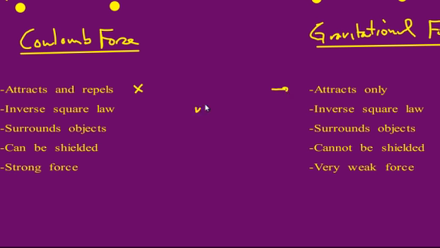They both obey the inverse square law. They both surround objects. They change the space around the objects. Now, back on the Coulomb force, because there's positive and negative, we can actually shield the Coulomb force by balancing out positives with negatives, whereas the gravitational force cannot be shielded. And then finally, as I discussed earlier, because of the constants, the gravitational force is, relatively speaking, incredibly weak, whereas the Coulomb force is relatively strong.